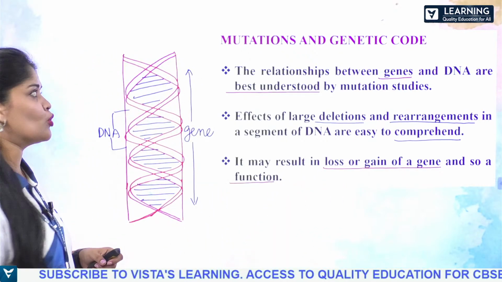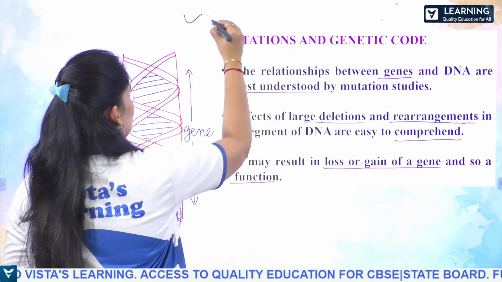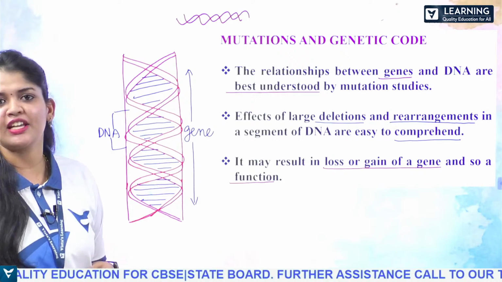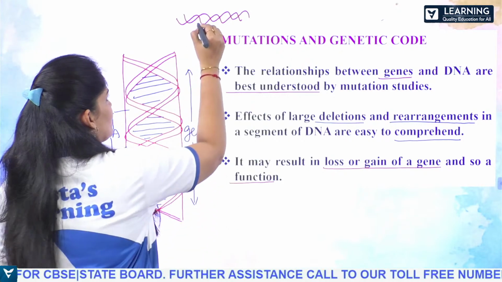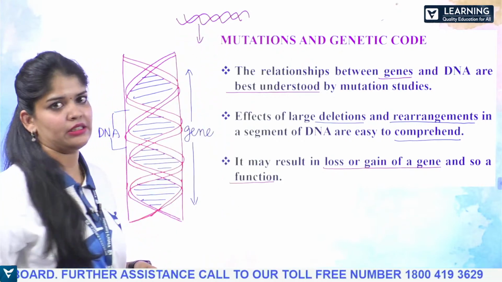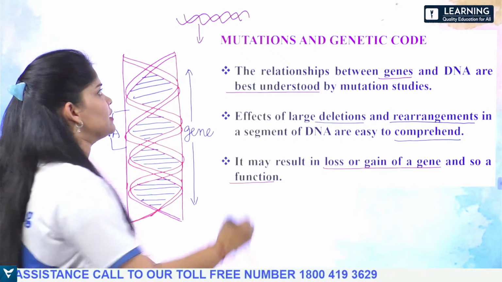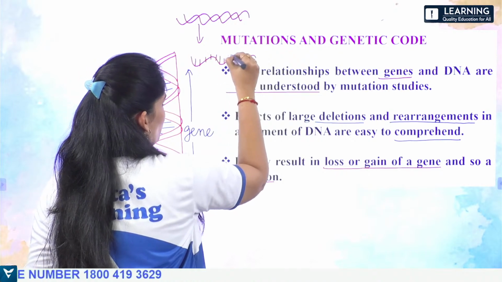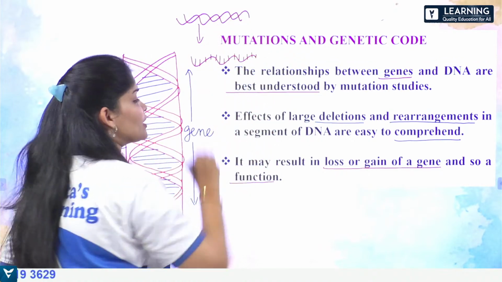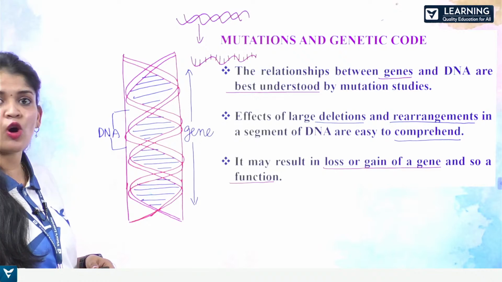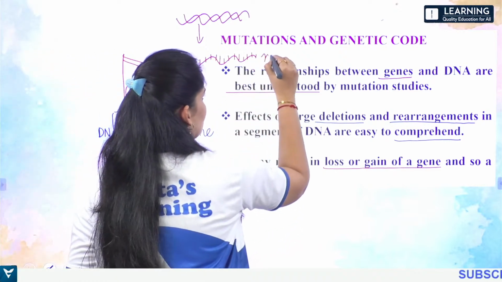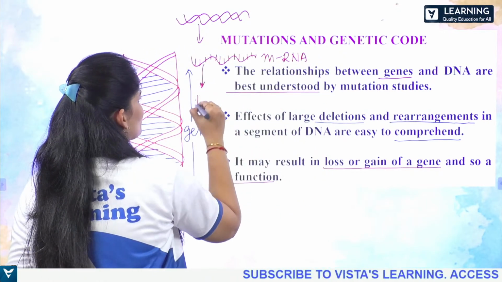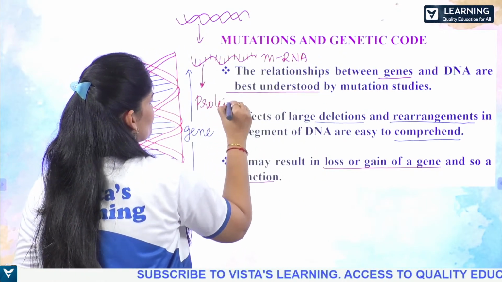As we already know, DNA stores the genetic information, and from one of its strands, which acts as a template strand, we get mRNA. That means whatever information is stored in the DNA is transformed into mRNA, and finally it is translated into proteins.